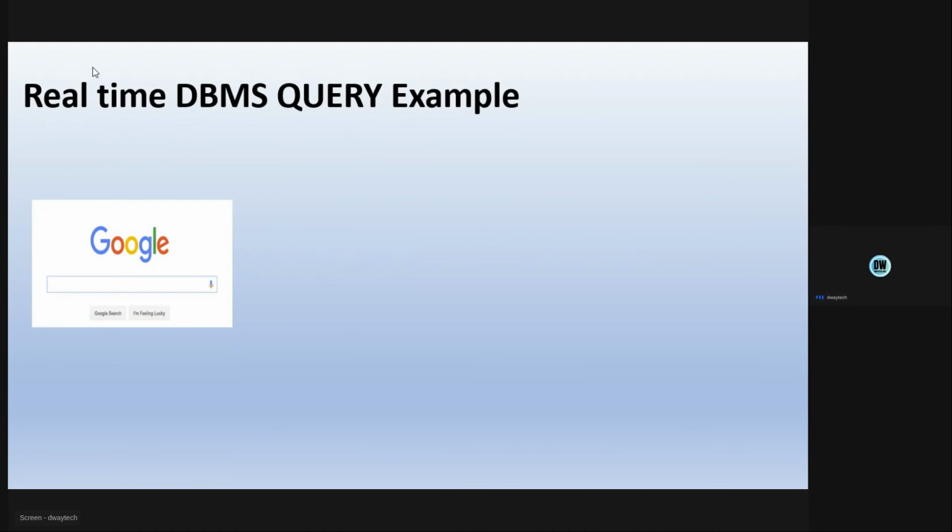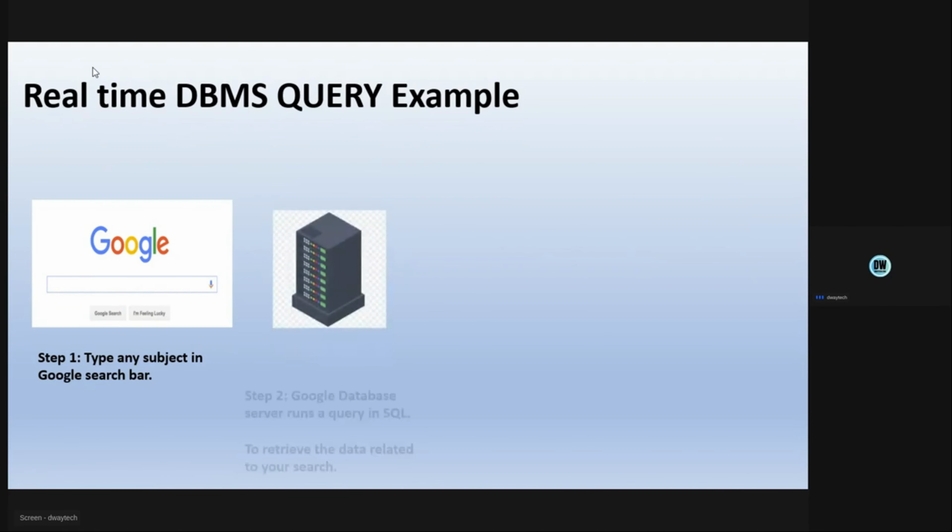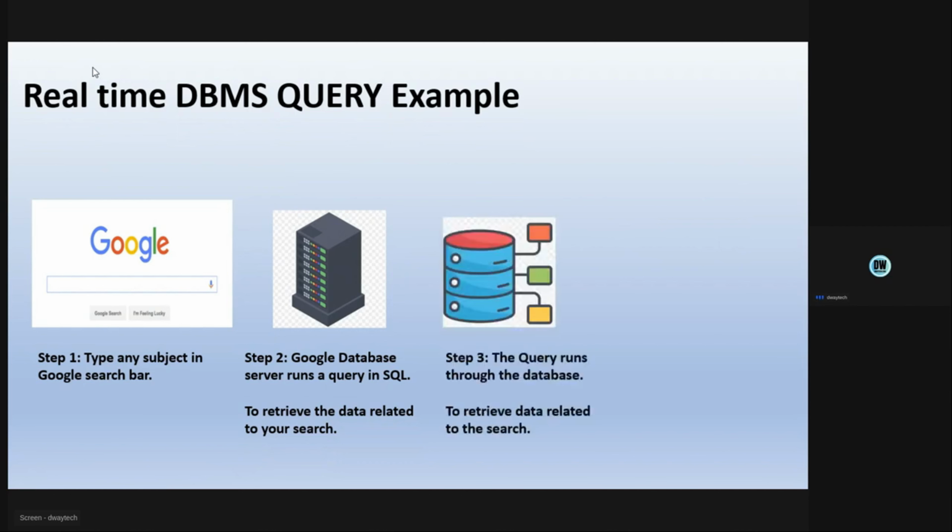We'll look into it. Step one: type any subject in the Google search bar. Step 2: the Google database server runs a query in SQL to retrieve the data related to your search. So as soon as you search on the Google search bar, imagine the database management system, whichever Google is using, will pick the words that you have given in the search bar. It will immediately run a query. It will command the database: see, these are the keywords I am giving you, so whatever data you have, send it across. I need to see all of the data. Step 3: the query runs through the database to retrieve the data related to the search.